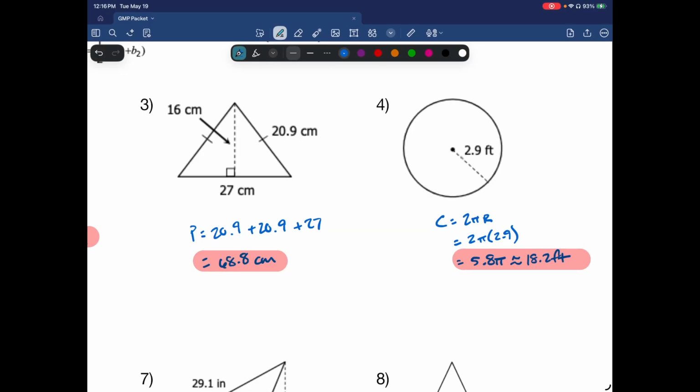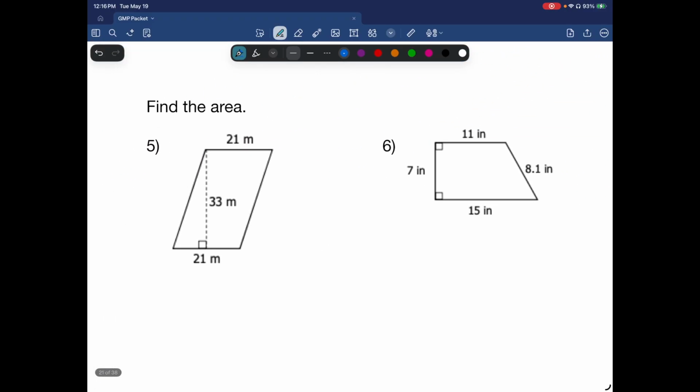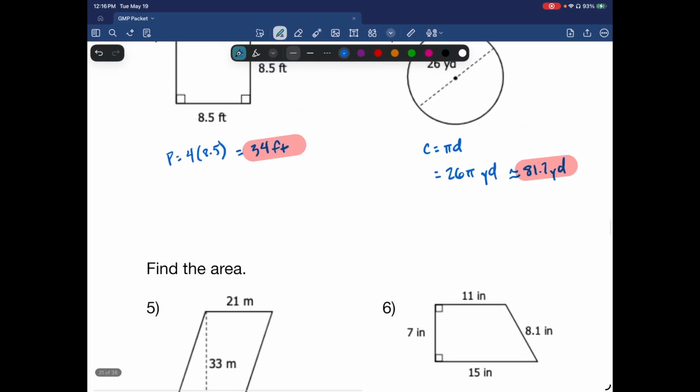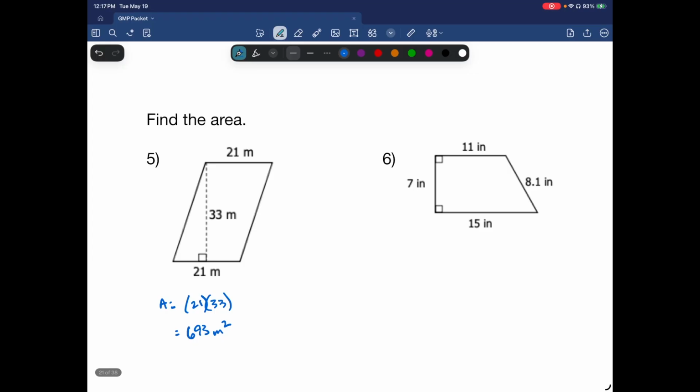Okay. Now, when it comes to area, with a parallelogram, it's base times height. All right, and the base and the height will always form a right angle. So here, my area is going to be 21 times 33. Okay, so that's going to give you 693 meters squared. All right, so a while ago when we did perimeter, my units didn't change, but when you deal with area, it's meters times meters, or units times units, so it's units squared for your area.